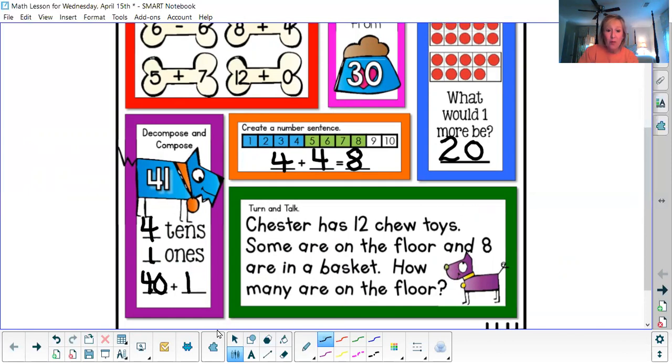Okay, let's look at our word problem for the day. Chester, I guess Chester's a dog, has 12 chew toys.